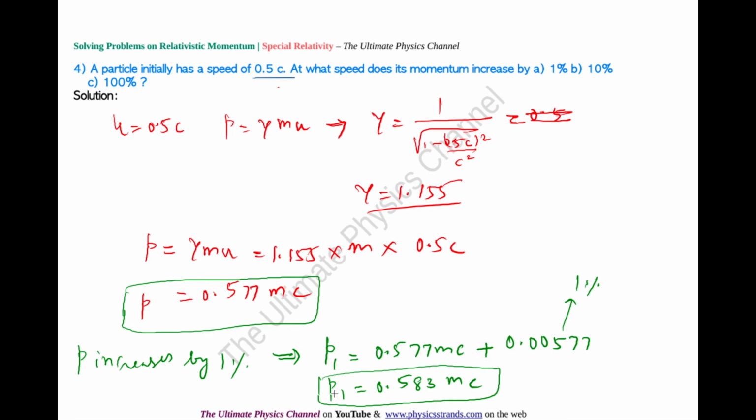Now if you have to calculate the speed for this momentum, what would be the speed? Because the mass is the same, right? So let's move on to do that. In this case, we can write the expression as u over square root of 1 minus u squared over c squared is equal to 0.583 mc over m. This is the expression for momentum, right? The common thing is mass here, so I cancel this. So I write u over square root of 1 minus u squared over c squared is 0.583 c.